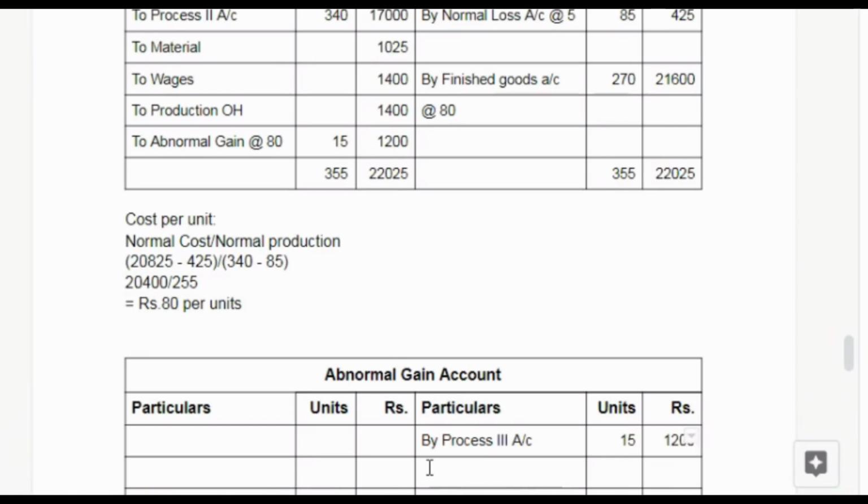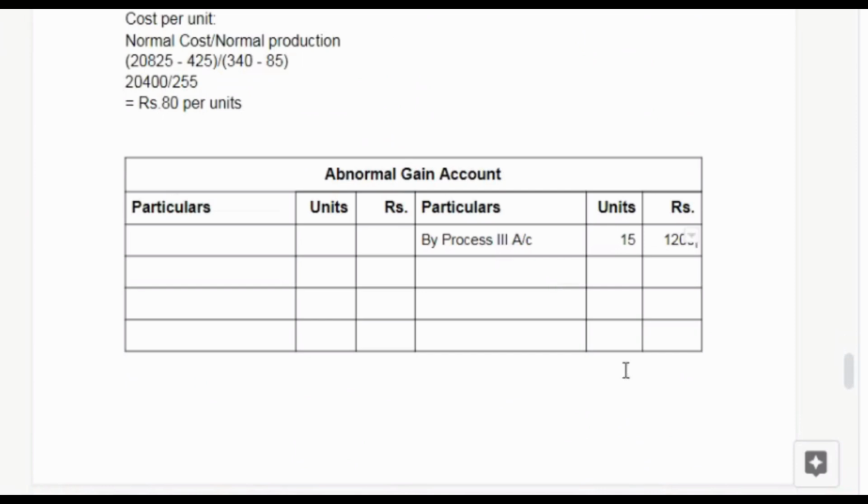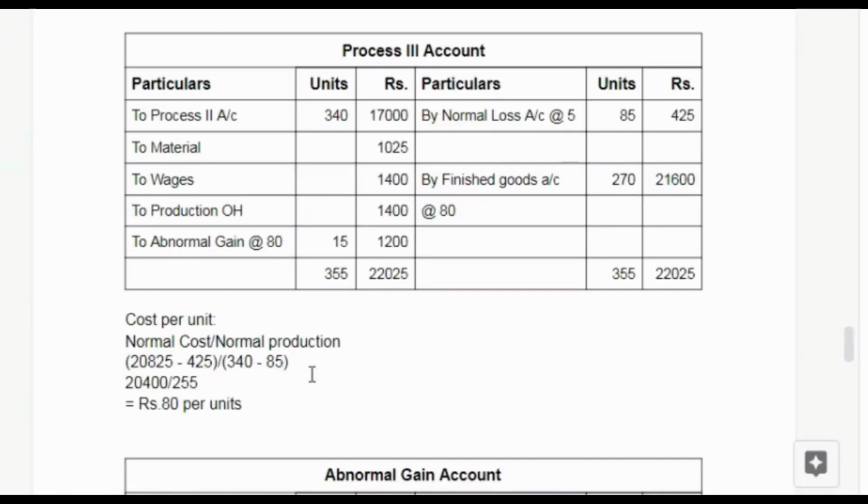Mind well, this is effective gain, meaning it is good production, and good production is never sold at the scrap value. But what actually happened here? Your normal loss is reduced. Out of 340, 85 was to go, and your production was to be only that much, meaning 255.